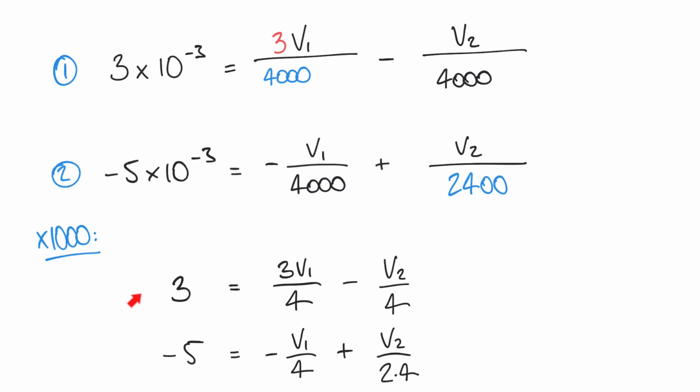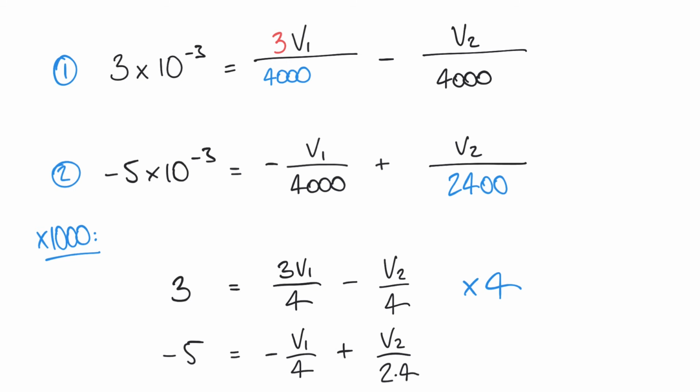It would be easy to multiply everything in this equation by 4, because we'll get rid of these 4s in the denominators here, and the left-hand side multiplied by 4 would just give us 12. So we can simplify that first equation quite easily.